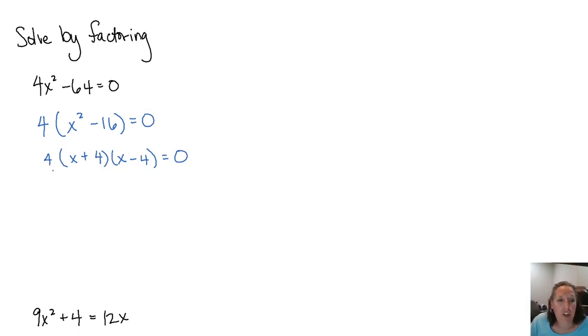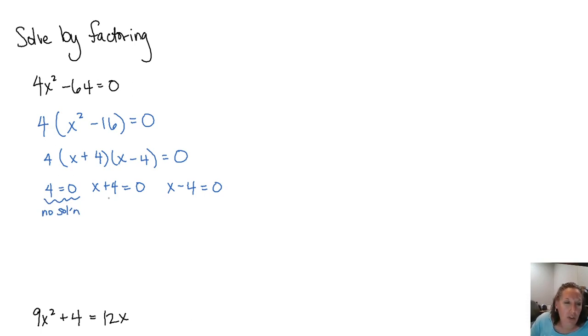When we're solving by factoring, once we have it all factored like we have here, we want to set each of those factors equal to 0. 4 equals 0, x plus 4 equals 0, and x minus 4 equals 0. Well, there's no x in our first factor, and so unless you factor out a GCF that involves an x, you're not going to get any solutions from that equation because there's no x there to solve for.